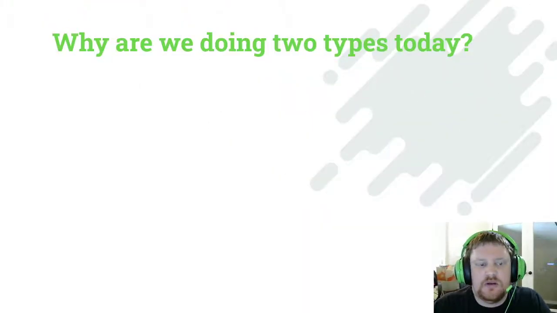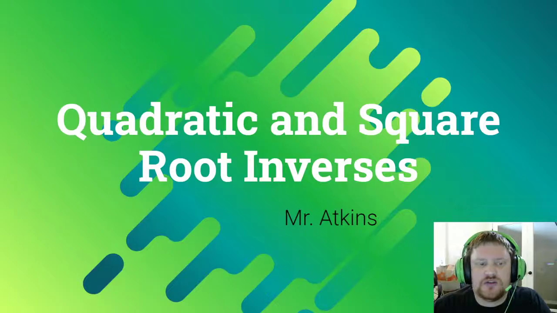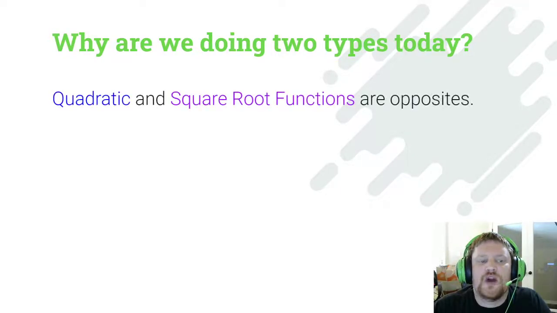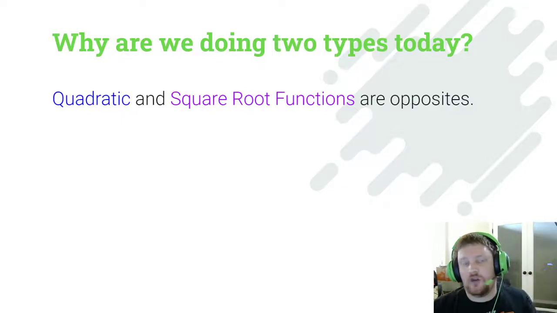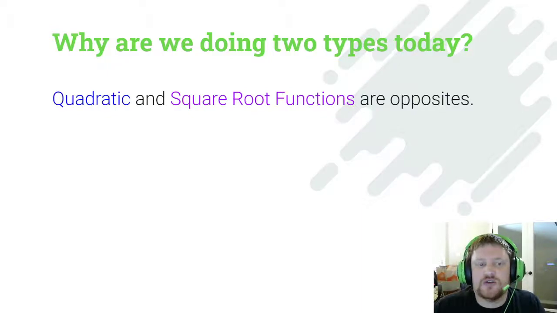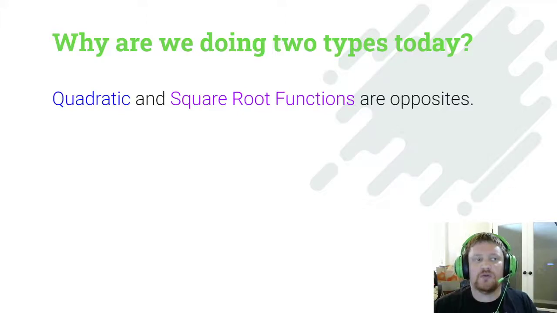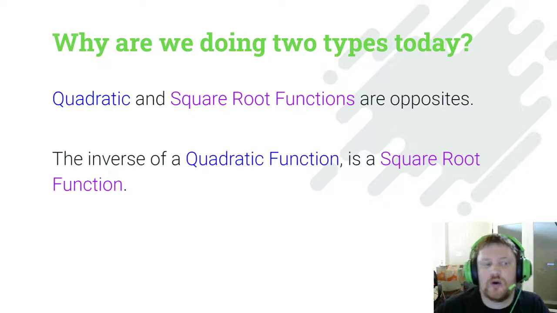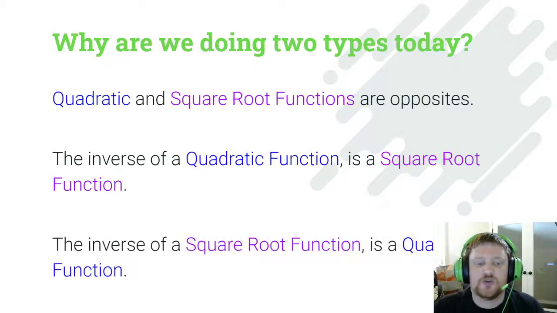If you look at quadratic and square root inverses, the reason we're doing two types today is, as you will remember, quadratic and square root functions are opposites. They are inverses of each other. Linear equations are inverses of other linear equations. But since quadratic and square roots are each other's inverses, it makes more sense to do them together. So the inverse of a quadratic function is a square root function. The inverse of a square root function is a quadratic function.